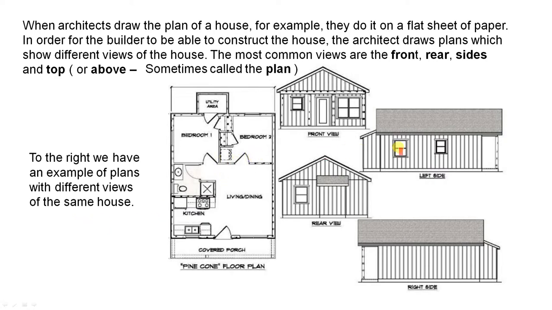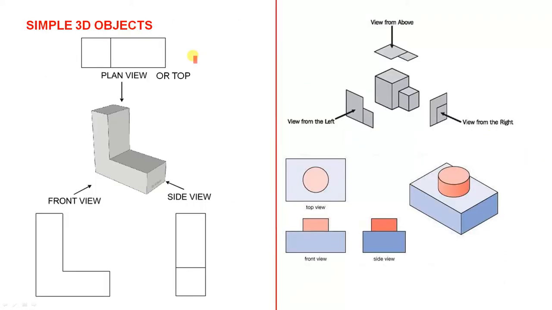So to the right we have an example of plans with different views of the same house. So we've got all these views here. Here's the floor plan, if you like, just looking at the floor plan from the top. There's a front view, a rear view, a left side view, and a right side view. So with all that information, the builder is able to build a house. So let's look at some simple 3D objects now, and let's look at their different views.